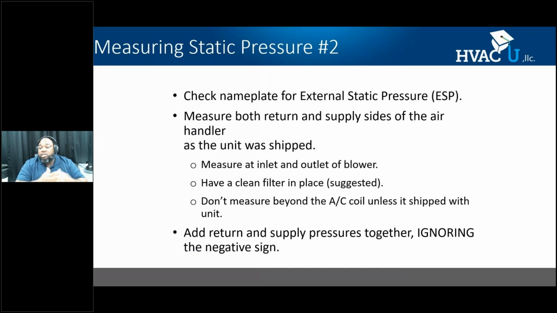You're going to measure the external static pressure as the equipment was shipped. Or another way to say it, measure at the inlet and outlet of the blower. It's always suggested to have a clean filter in place to get an accurate duct system evaluation, because a dirty filter will obviously affect your static pressure.